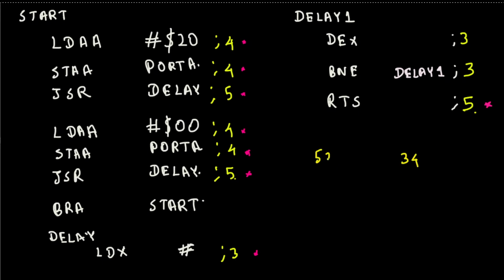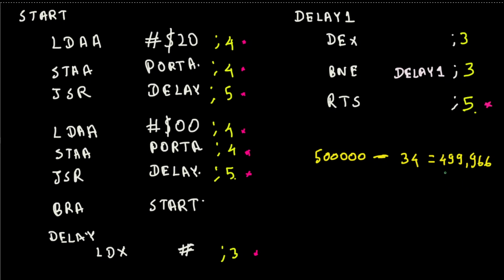So 500,000 minus 34. Let me use a calculator for that. I'm using a calculator. And this one, 500,000 minus 34, that gives me 499,966. Now the next thing is we have to divide this one by 6 and see if we are getting a whole number.